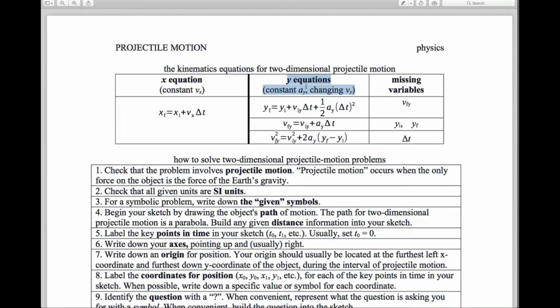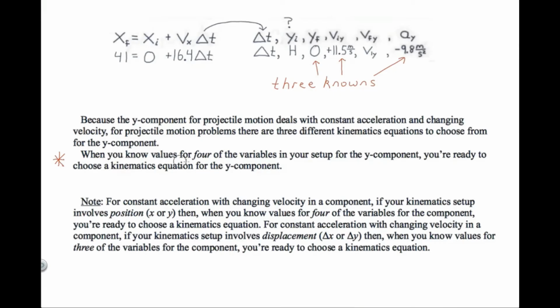Because the y component for projectile motion deals with constant acceleration and changing velocity, there are 3 different kinematics equations to choose from for the y component. When you know values for 4 of the variables in your setup for the y component, you're ready to choose a kinematics equation for the y component. So far, we only know 3 values for the y component, so we're not ready yet to choose a kinematics equation for the y component.